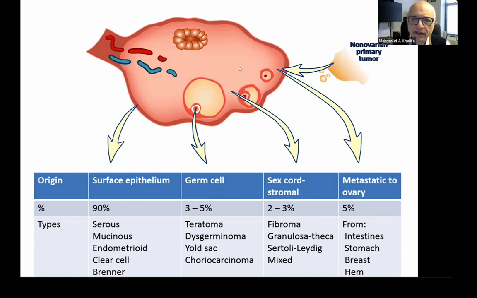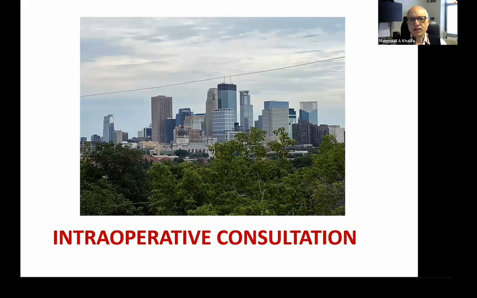Let us not forget that the ovary receives a considerable amount of metastases from other organs in the abdomen, namely stomach, breast, and colon. So understanding the embryology and the classification of ovarian tumor, I think, to me at least, was very critical in keeping things in their boxes and not mixing them together, especially when I'm doing a frozen section. Let us now talk about frozen sections.